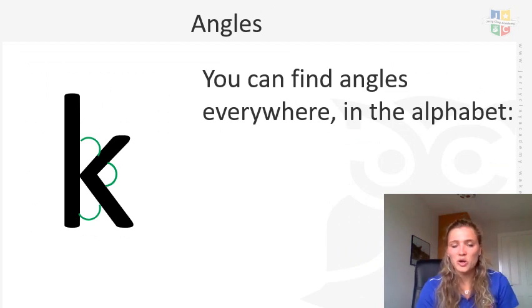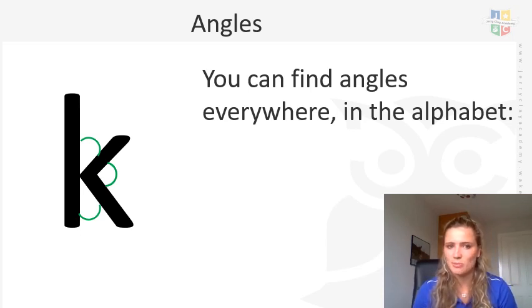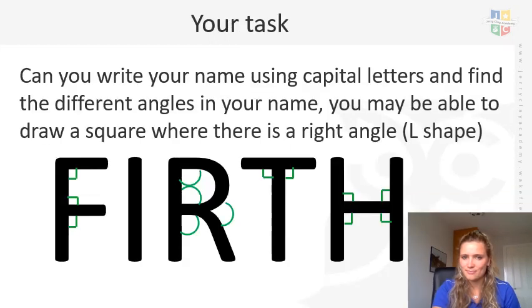Now, angles you can also find in the alphabet. So for example, the letter K, we can see that there are 3 angles because it's where 2 lines meet at a point, and this is where the angle would be. So I want you to have a go at doing this next task.